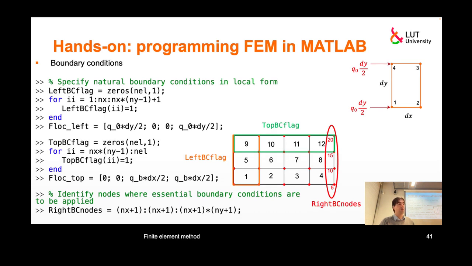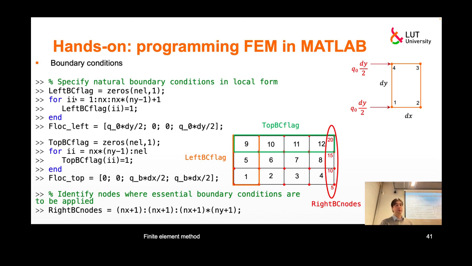Boundary conditions. So let's construct the right-hand side, the essential part required for the right-hand side. So this is my mesh. This is what the heat flux on the left boundary looks like in terms of our finite element representation.